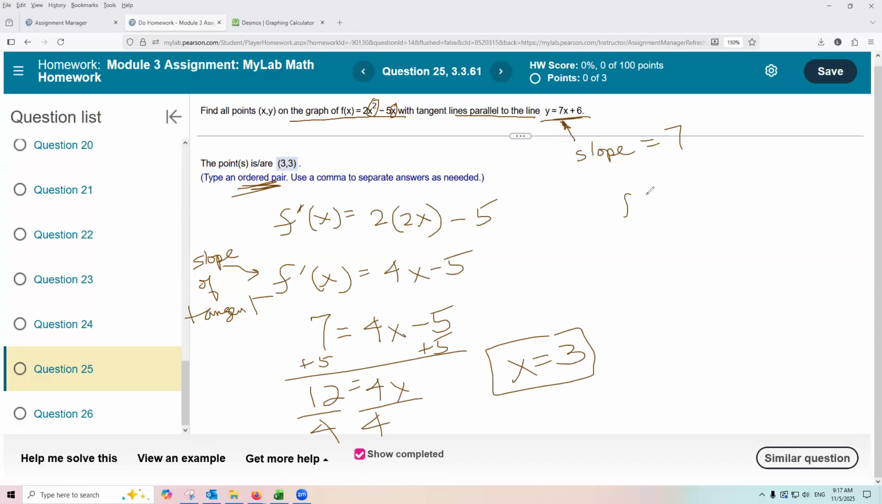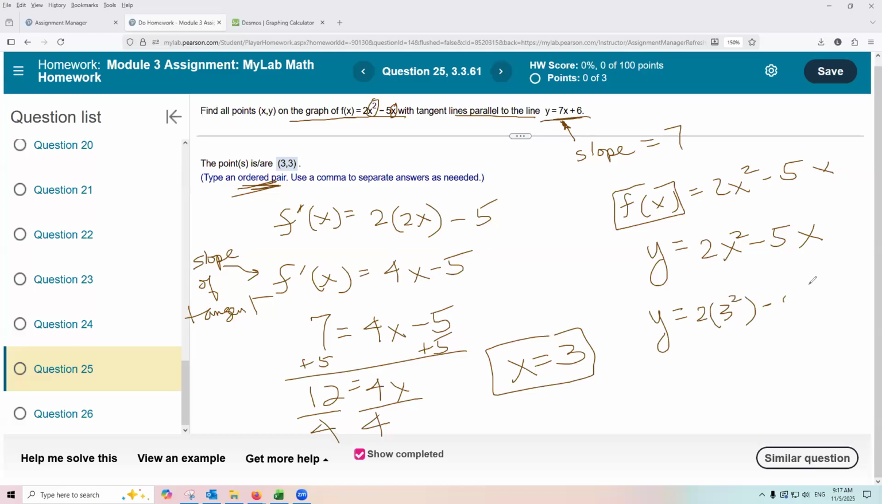Well, I know I can take f of x equal 2x squared minus 5x, and I can replace f of x with y. Remember, f of x and y mean the same thing. They're interchangeable. So to find the y value when x is 3, I'll just replace x with 3 in this original equation. So this is y equals 2 times 9, subtract 15. y equals 18, subtract 15, so y equals 3. It's just a coincidence that the x and y values are the same numbers. So the answer here is 3, 3.